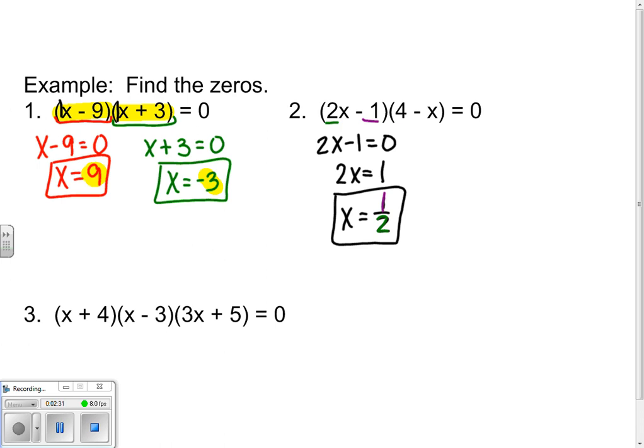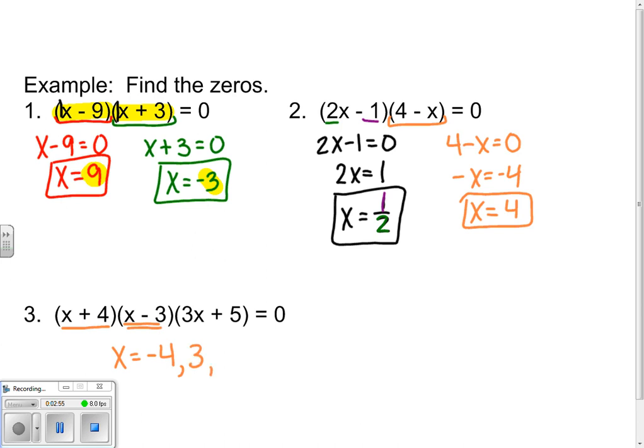For the second factor, this 4 minus x, if you set it equal to 0 and solve, you subtract 4 and get negative x equals negative 4, and dividing by negative 1 gives me a positive 4. The whole opposite sign thing still takes effect. So use your shortcut for number 3. This x plus 4 gives me a root of negative 4. The minus 3 gives me a root of positive 3. And the 3x plus 5 gives me a root of negative 5/3. In this one I listed them all with commas, no parentheses, because they're not an ordered pair or triple. You can do that, or you can list them out separately. It's up to you.